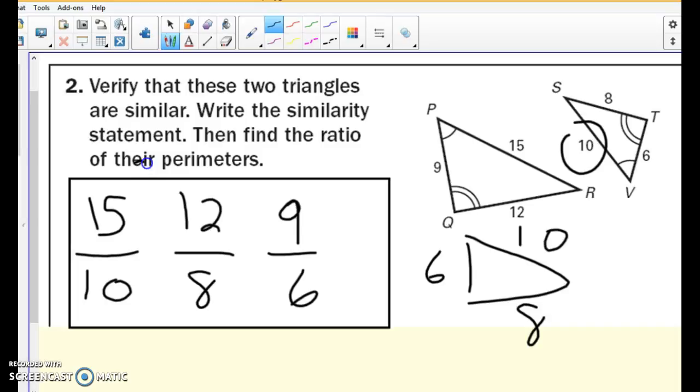15 over 10 can be 3 over 2 if you divide by 5. 12 over 8 can be 3 over 2 if you divide by 4. And 9 over 6 can be 3 over 2 if you divide by 3. So yes, this would be a case where it is proportional again.